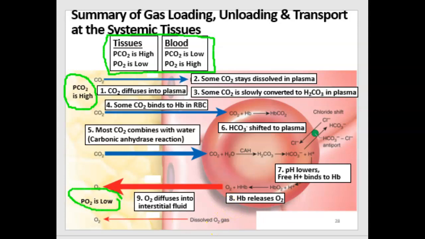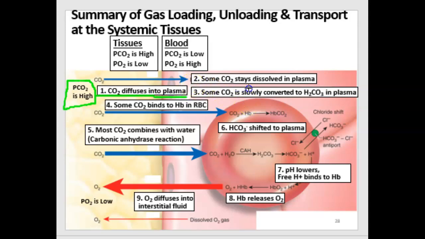But in the blood, the opposite is true, because the blood that has arrived to the systemic tissues before it takes off again is carrying oxygen on hemoglobin, and it doesn't have a lot of CO2 in it because that was just exhaled. So we're going to start with this first point, and that is that in the systemic tissues, CO2 is high compared to the blood. And so CO2 is going to diffuse into the plasma.